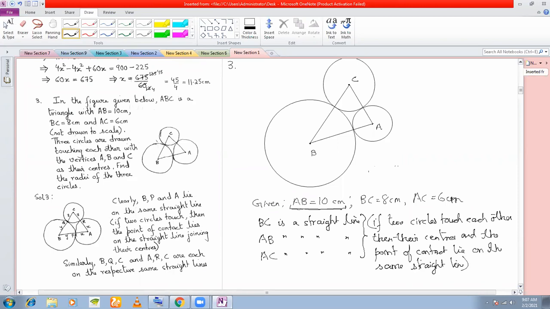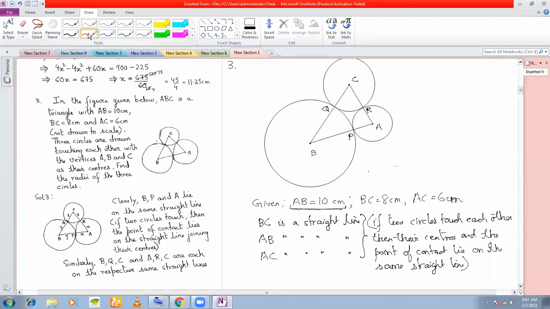Okay, this is the reason. So these three are straight lines. Once we assume that it is a straight line, let us now take the radii of the circles. Let us call this point P, this point Q, and this point R.